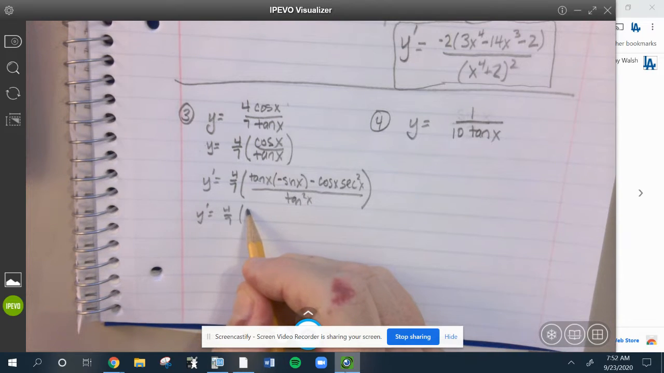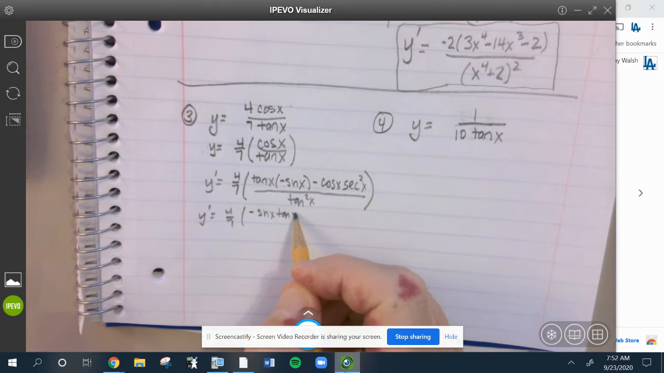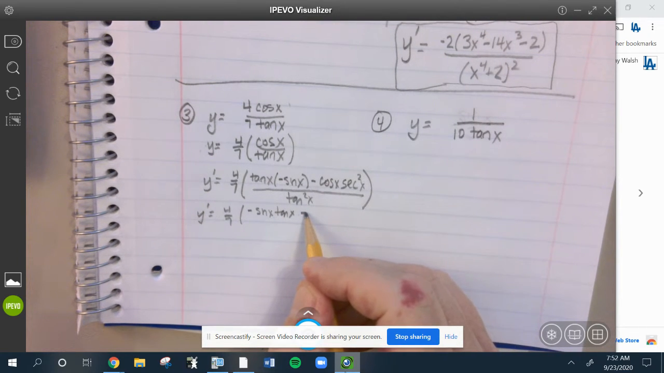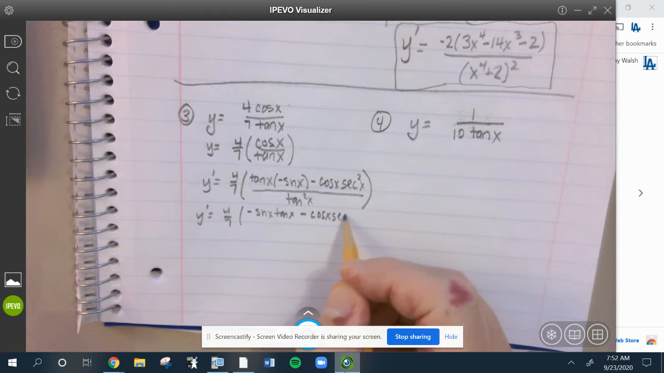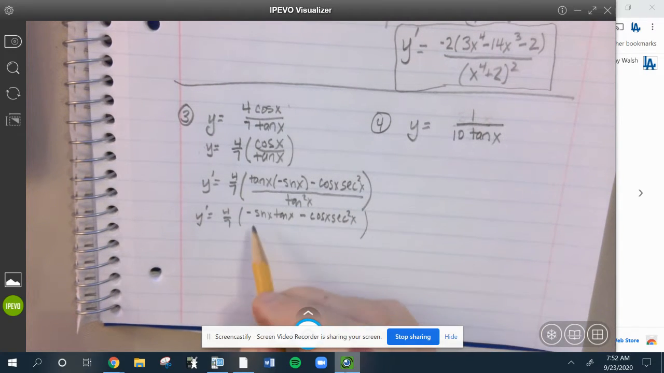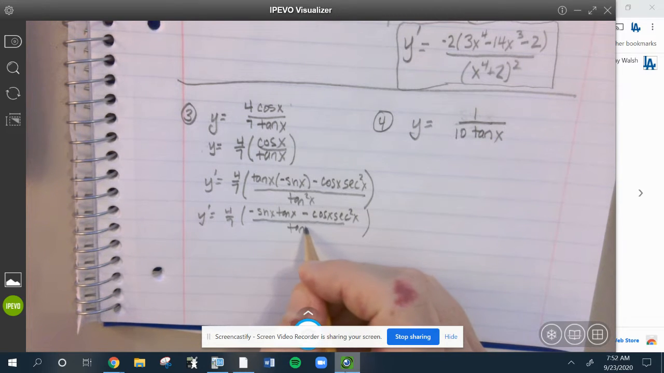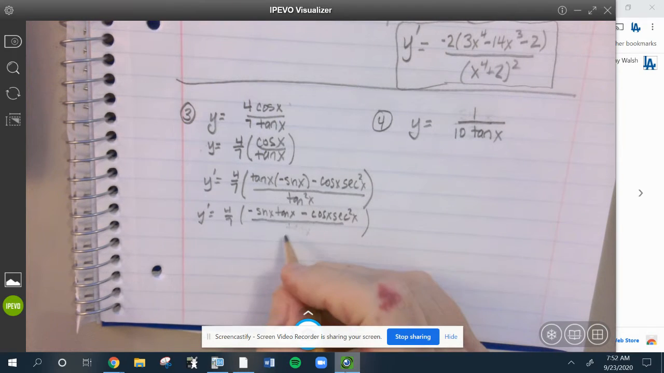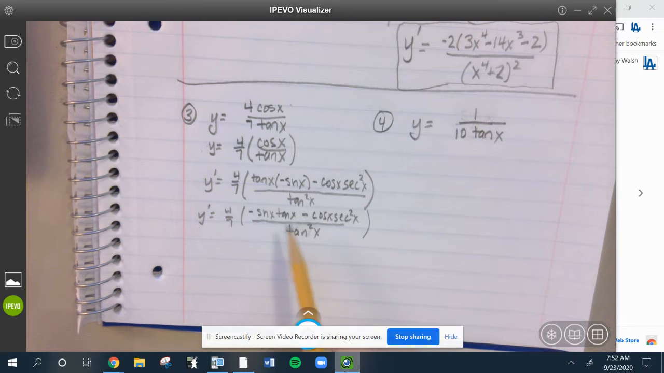We have negative sine x tangent x minus cosine x secant x, secant squared x, all over tangent squared. Now what you can do here is think about your reciprocal trig identities and see if it would simplify.